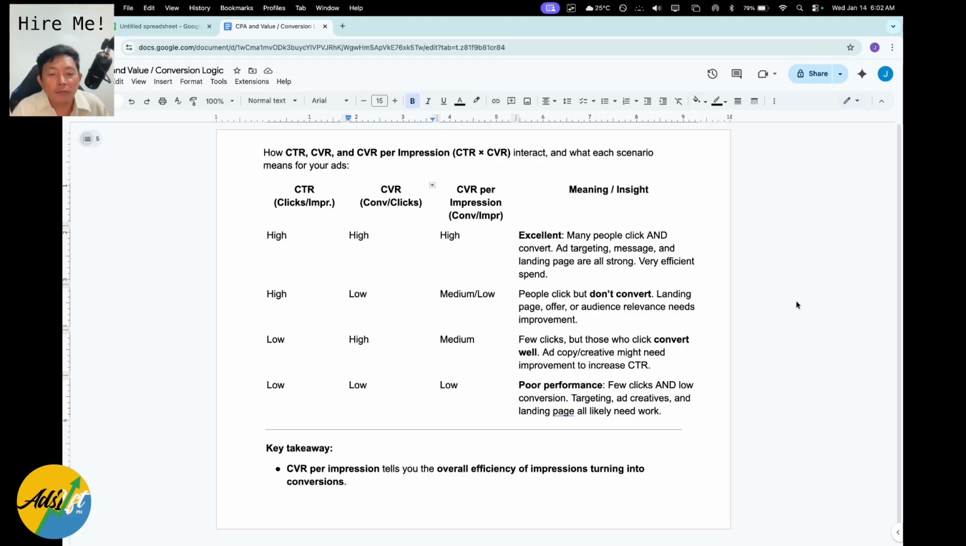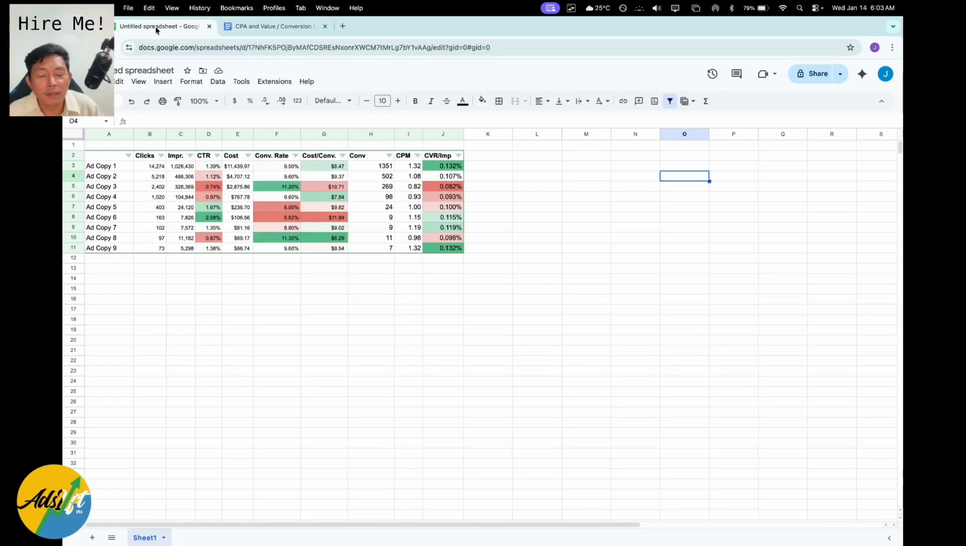So the key takeaway is that CVR per impression shows your overall efficiency of impressions turning into conversions. We have here the table as an example to help us understand better the logic behind conversion per impressions. On the list of 1 to 9 ad copies, we have different numbers of clicks, impressions, and data metrics showing us.